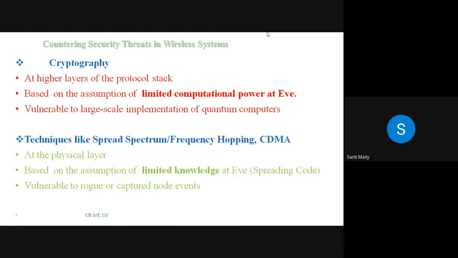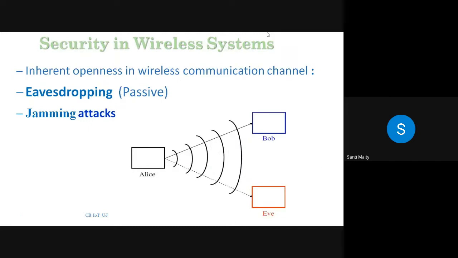So it suggests that this God-gifted physical channel, can we explore or exploit it for security? Can we create a good channel for Bob and create a bad channel for Eve? Because if we create a good channel, the signal to noise ratio would be larger. If your signal to noise ratio is large, your decoding will be better, your probability of error will be less, and you will have good quality.